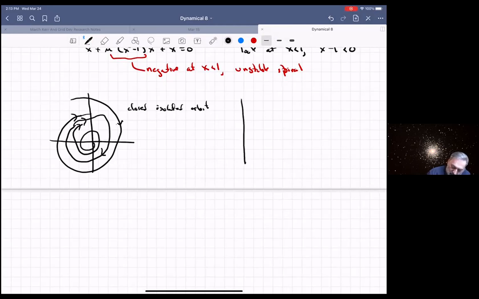And if you plot x versus t, it has some sort of weird oscillator. Not a nice smooth sine graph. It's some sort of weird oscillator.